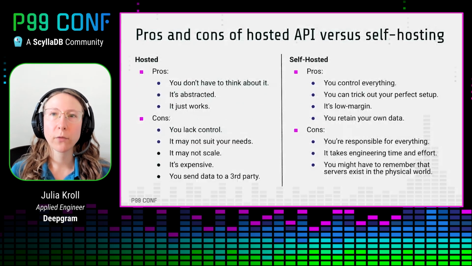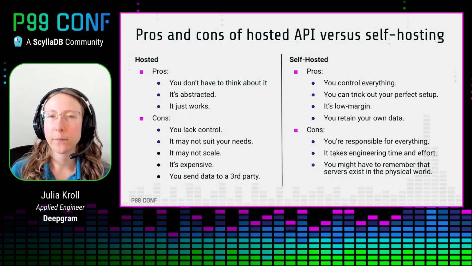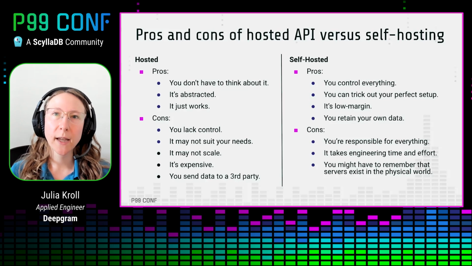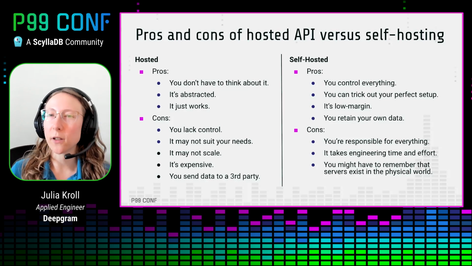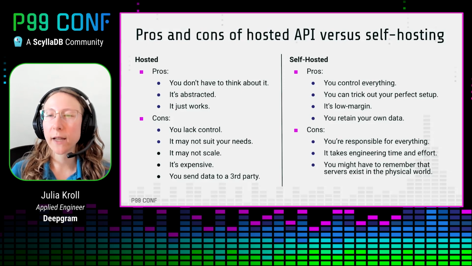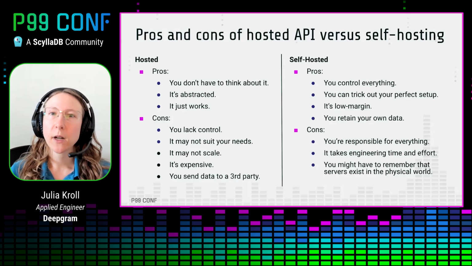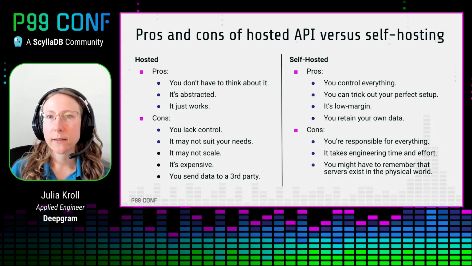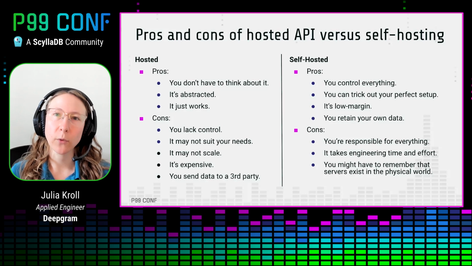Now I'll go over a few different pros and cons of using a hosted API versus self-hosting. On the side of a hosted API, that's kind of the entry-level default. So it has some pros like you don't have to think about it. You can just make an API request and get a response back. It's very abstracted, and most of the time it just works. However, cons on the flip side are that you lack control and it may not suit your needs. And if it doesn't suit your needs, you don't have the ability to make any changes or troubleshoot behind the scenes so that it works better for you.